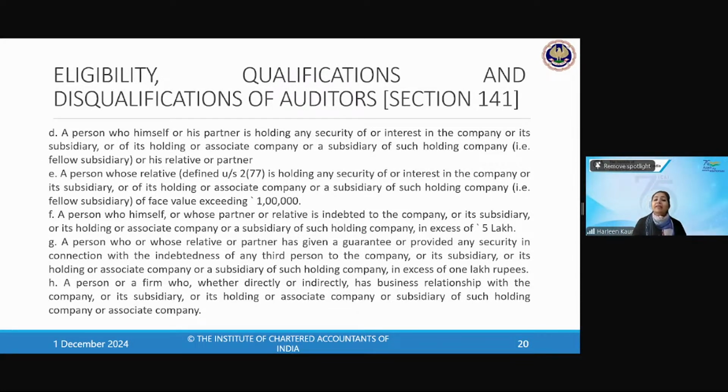But if my relative is holding interest in your company, which is up till rupees 80,000 of the face value, then can I be appointed as an auditor? If I am a person, I'm not holding any security, but my relative is holding security of the face value of 80,000 in your company, can I be appointed as an auditor? Am I disqualified under clause D? No, ma'am. Then you can be appointed as an auditor because there is a limit up till face value of rupees 1 lakh acceptable. Excellent answer, Swati, Kushi, Om, Krishna, Mritu, all of you.